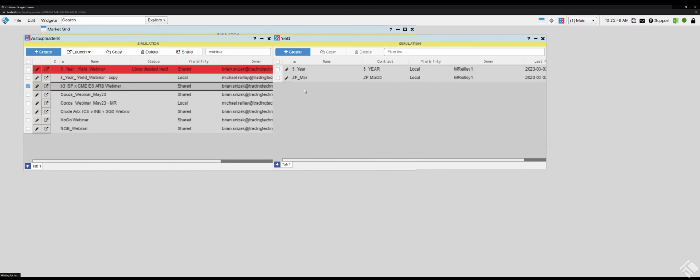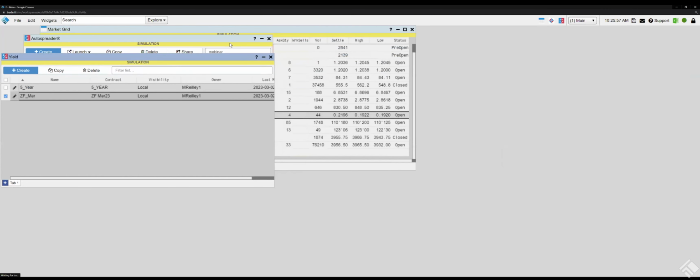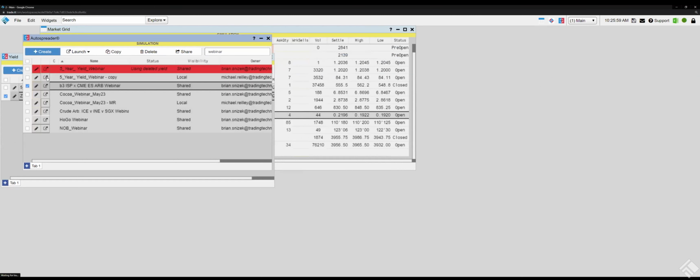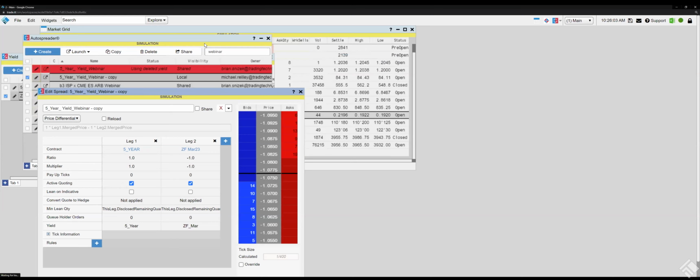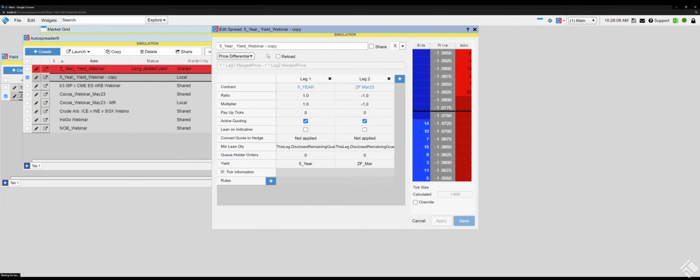So once the information has been populated, you save the config, and then it exists in your list here in the yield widget. Okay, so if we go to our Autospreader now, and we pull up that config, we'll walk through the whole thing. So we named the spread. In this case, we'll be leaving the type as price differential. And then here we have the 5-year, which is a cash treasury.